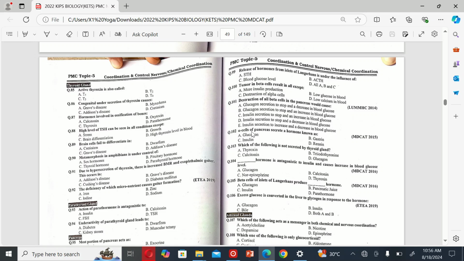The next MCQ is: alpha cells of the pancreas secrete a hormone known as A. Glucagon, B. Gastrin, C. Insulin, and D. Renin. So the correct option is A, glucagon.